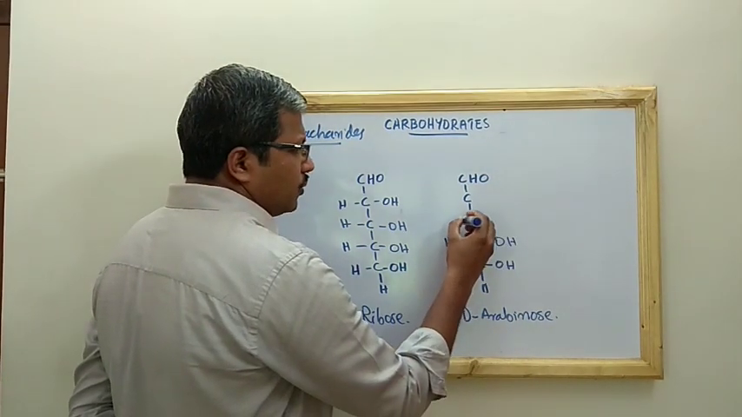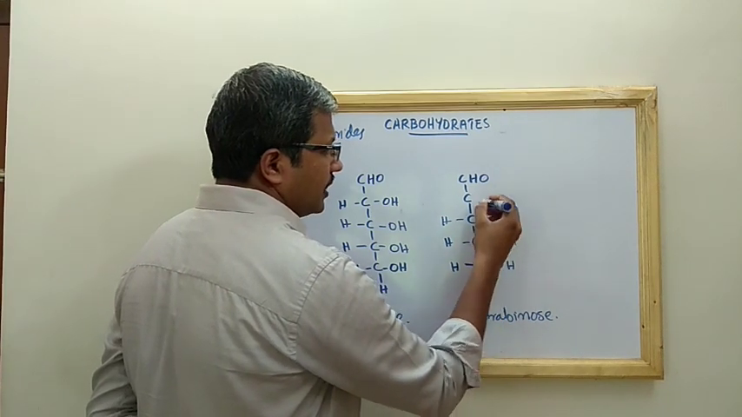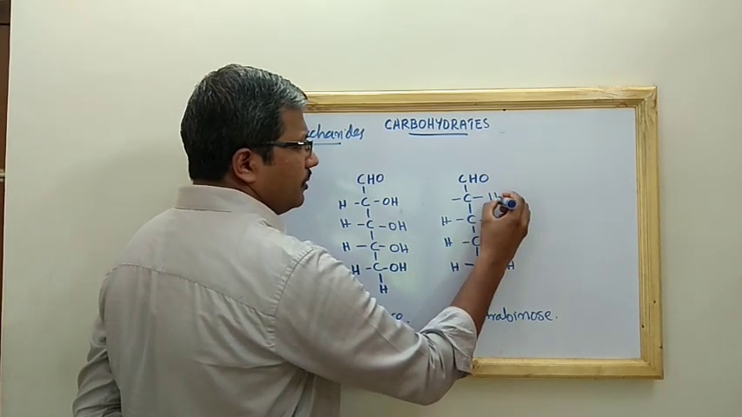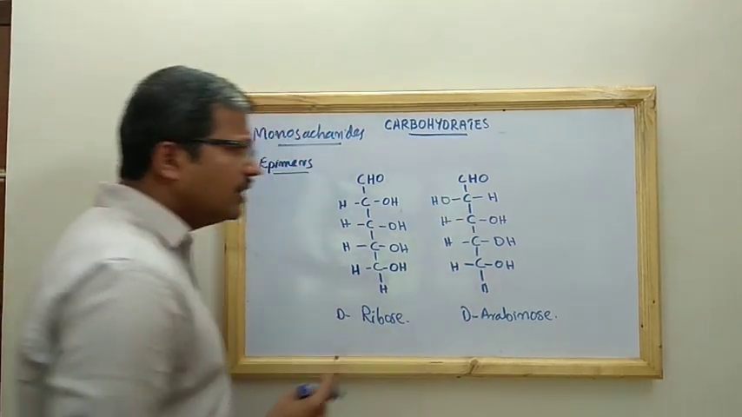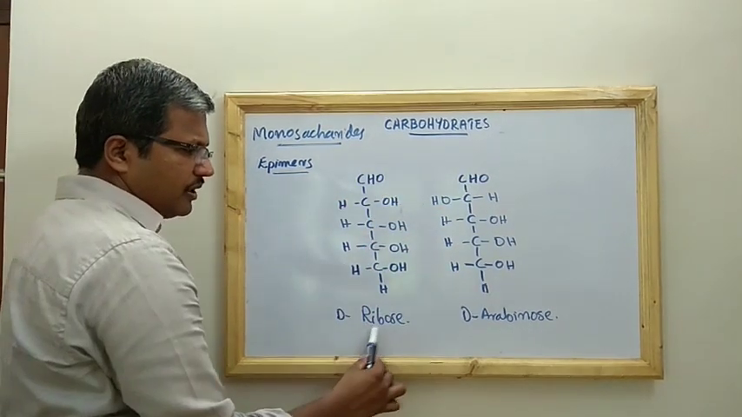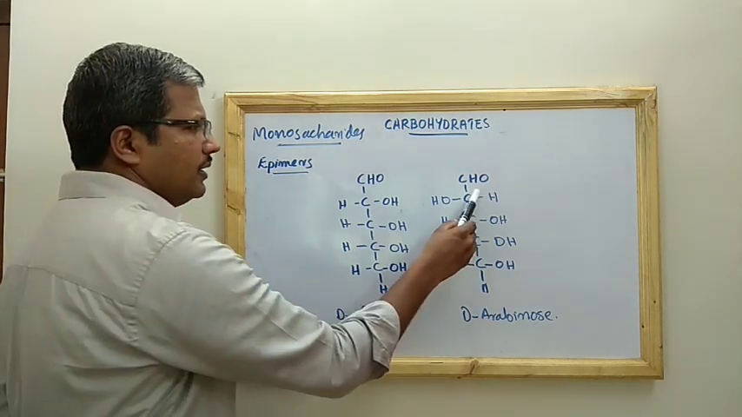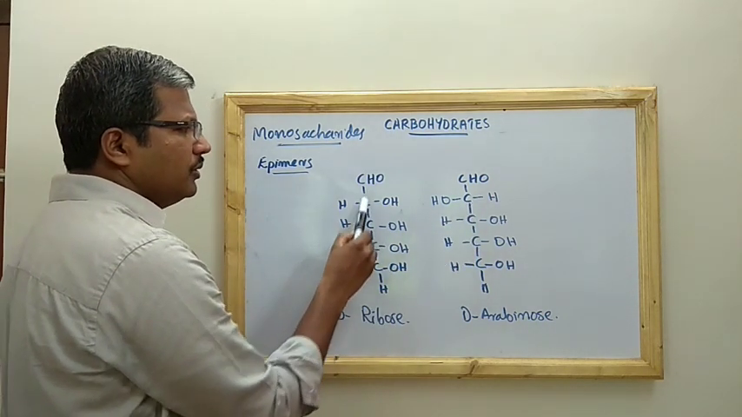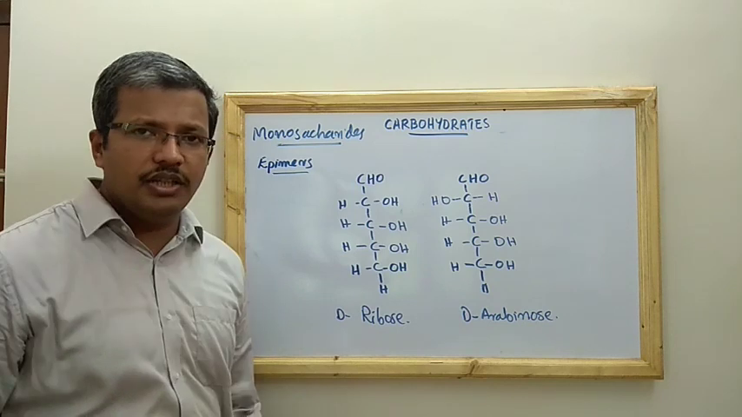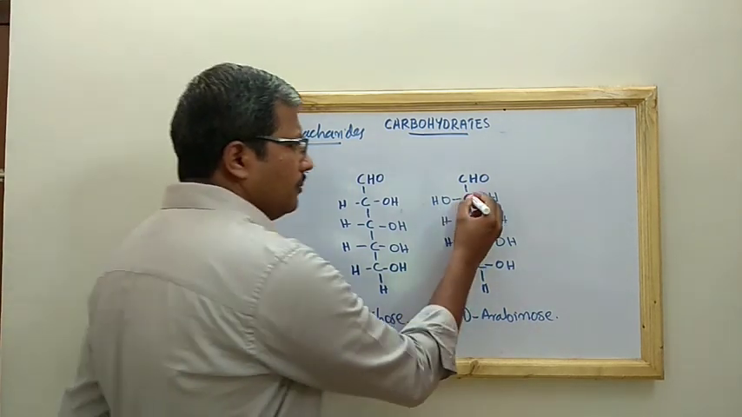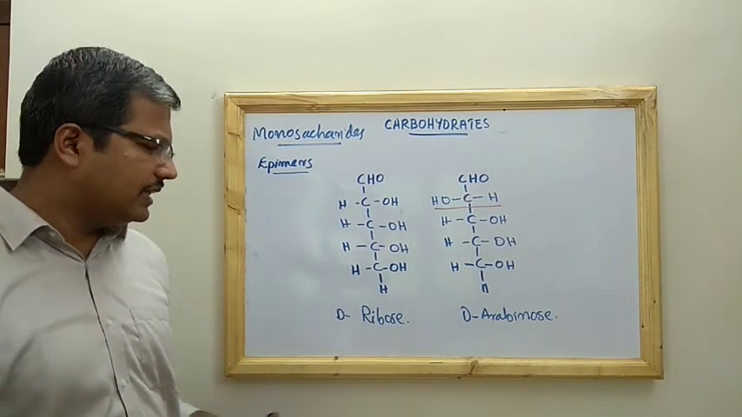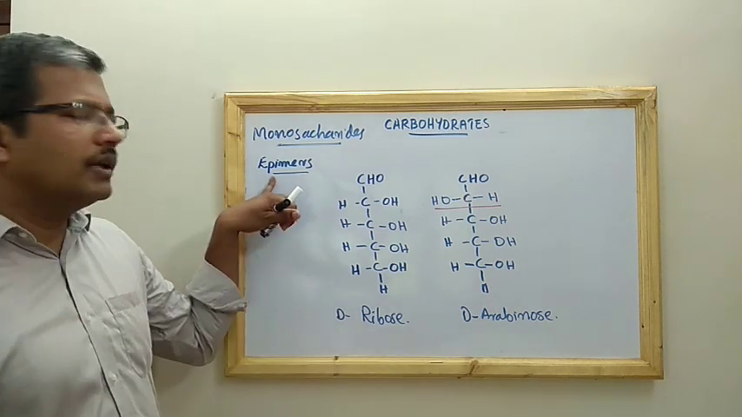So this will be differing only at one carbon, and that is the second carbon, the first carbon from the functional group. You can see here the hydrogen will be present here and OH will be present on the right side of the molecule. The entire structure is the same for ribose and arabinose except at carbon 2. In ribose, the OH is on the left side of the molecule, but here the OH is on the right side. Except for this particular carbon, arabinose and ribose are the same. So we can say that ribose and arabinose are epimers.